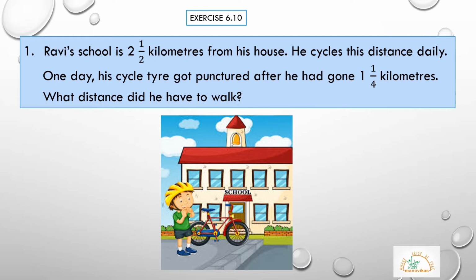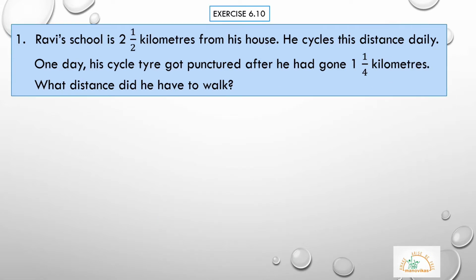Students, the distance from his house to his school was 2.5 kilometers. One day, his tire got punctured. He had traveled 1.25 kilometers with his cycle. From there, he had to walk to school. We have to find out how much distance he walked to school. Okay? Here is the solution.